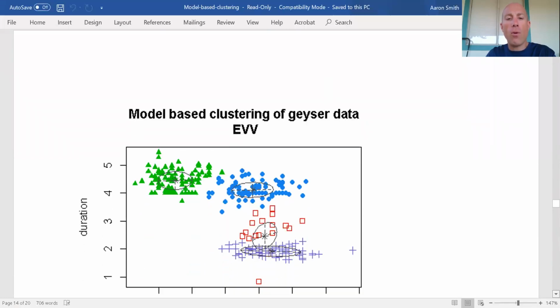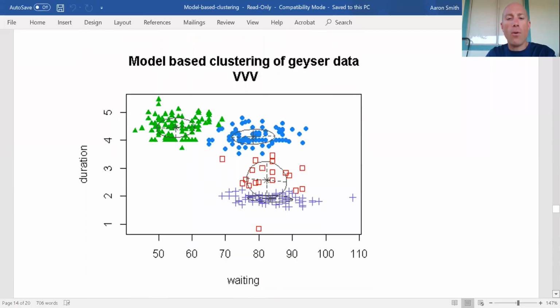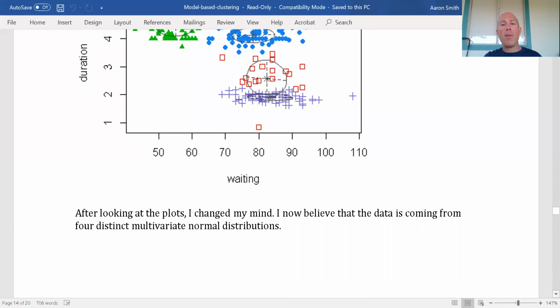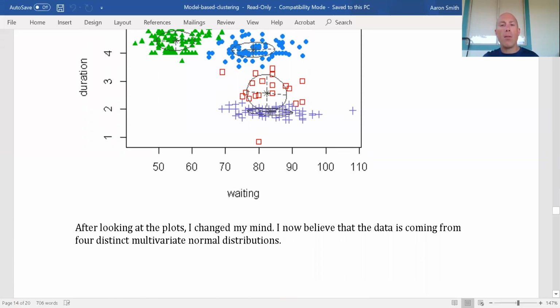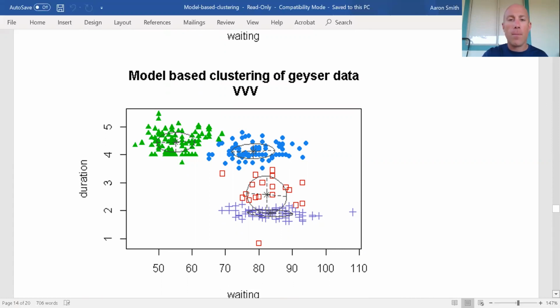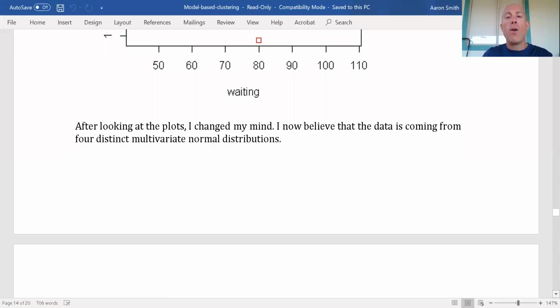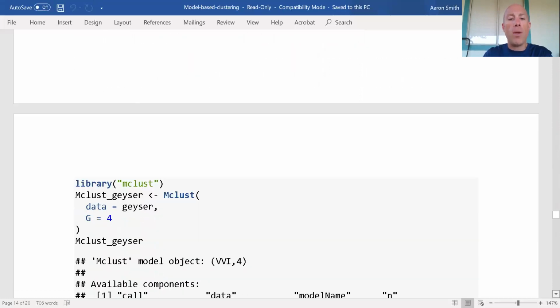All right, so back to 4. At this point, there have been so many of them that they all looked pretty good if I went with 4 instead of 3. So I'm going to say, hey, you know what? I think that there's 4 at this point. I have changed my mind. I have updated my opinion. So let's go ahead and run this with 4 distinct multivariate normal distributions, and let's see what we get.